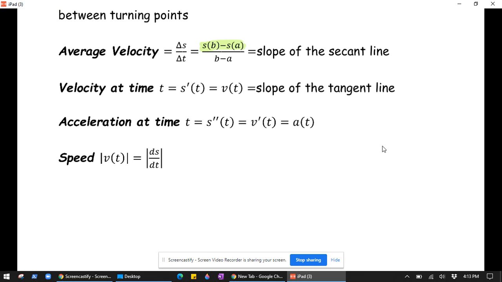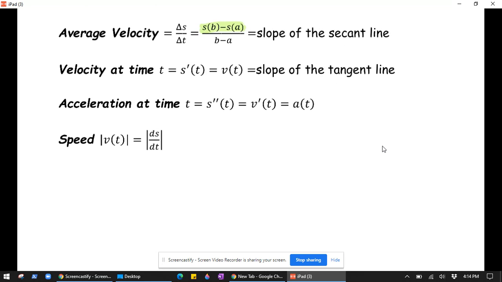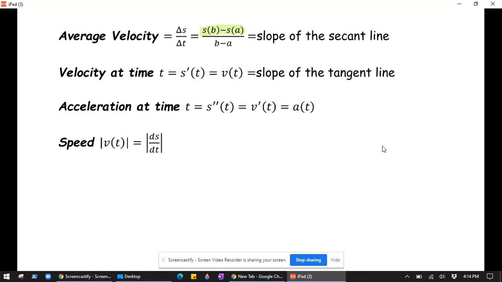Everything else above, meaning displacement, position, velocity, and acceleration, those are vectors, meaning they have a sign as well as a quantity. They have a direction as well as a magnitude. Speed does not. Speed is just a scalar, and it's either positive or zero.